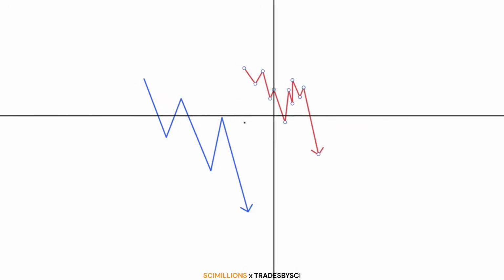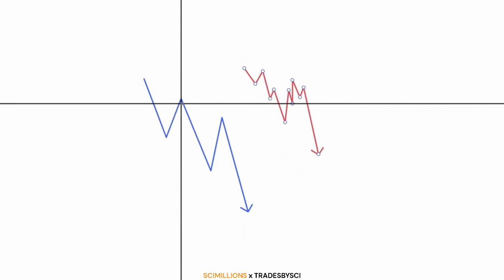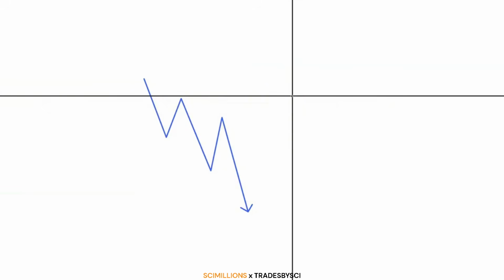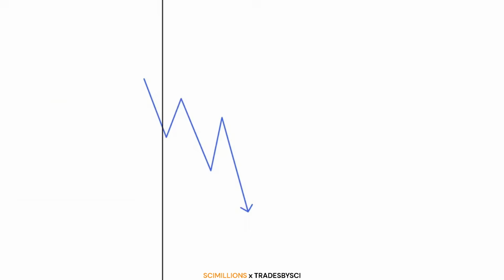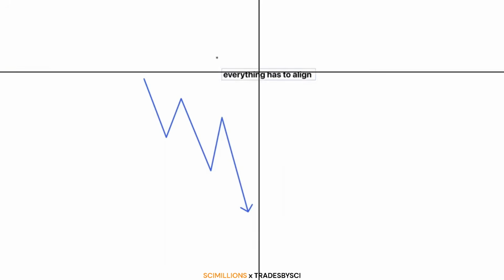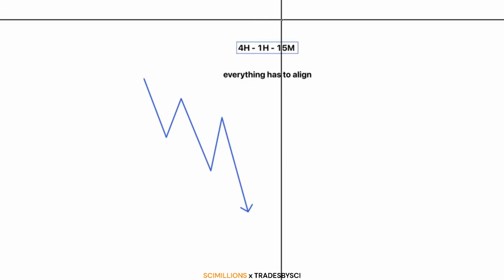But in order to see the continuation, we first have to find what we see on the higher time frame. So let's say this is the 4 hour, and then we have to scale down to the 1 hour. The 1 hour is going to give us the details we need to know when it is the right time. Because once again, if you're trading price, everything has to align. Remember that. Everything has to align. So 4 hour time frame, 1 hour time frame, 15-minute time frame.